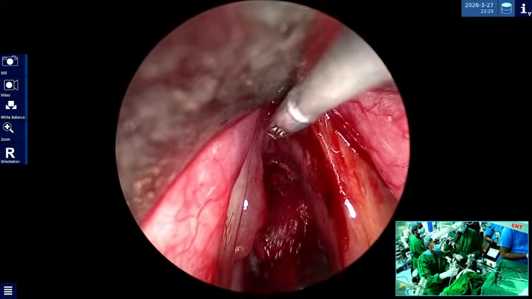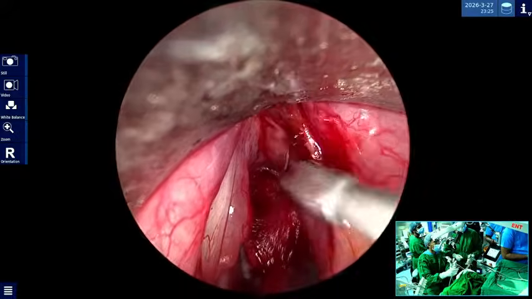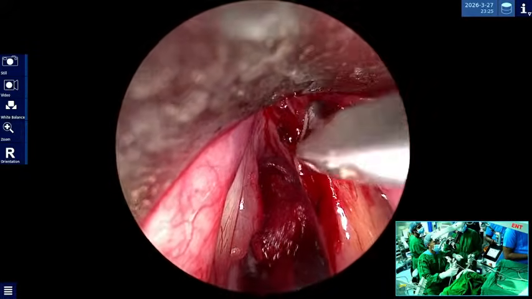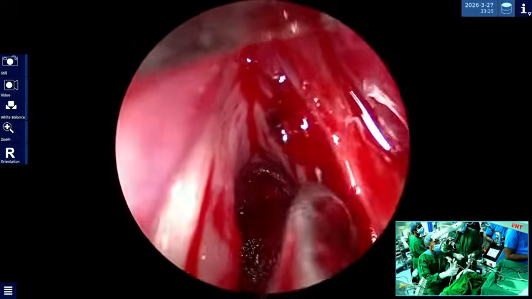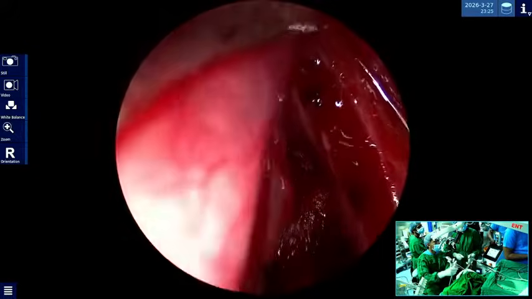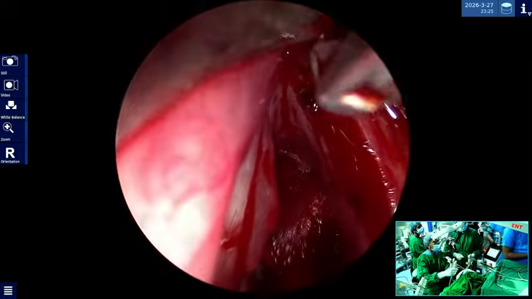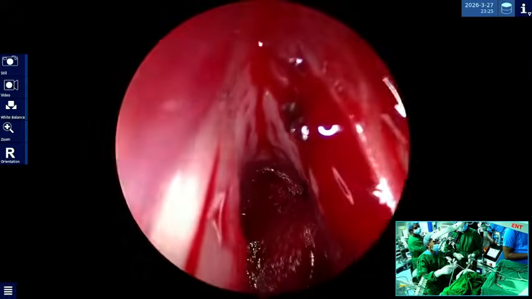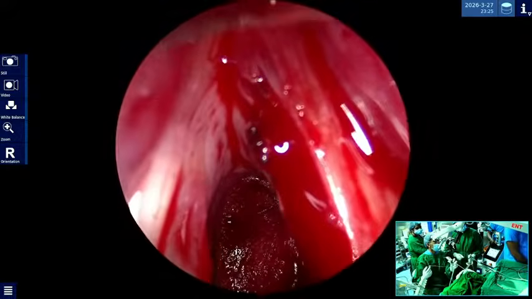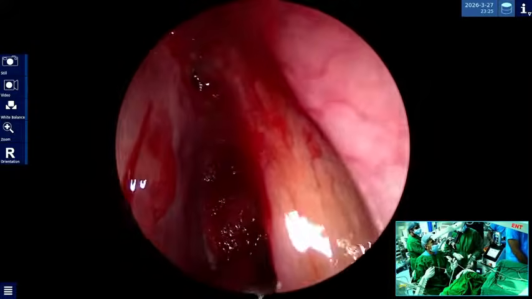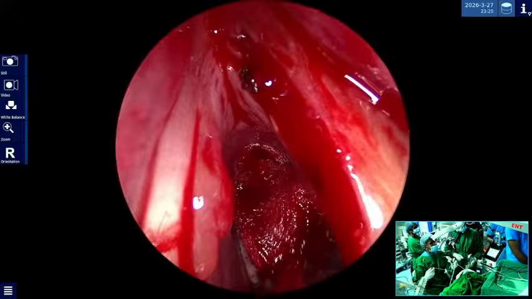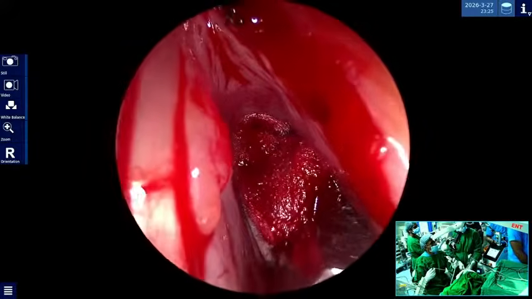See, almost you're done, and see, this is the flap which you have created. So you have to place it back like this, and that way you have preserved maximum normal mucosa.